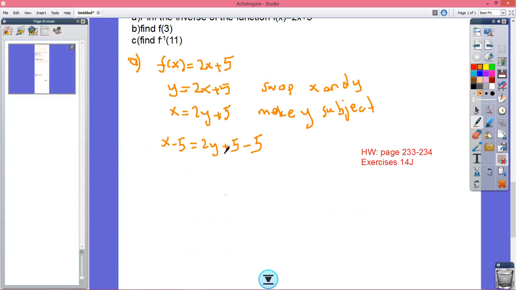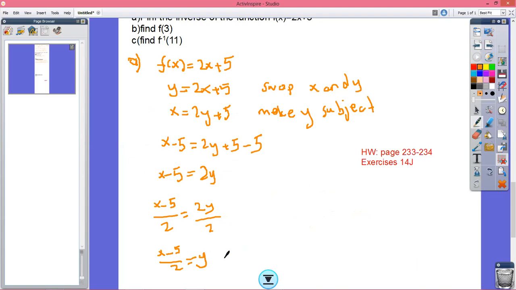Now here plus 5 minus 5 will be 0. Here X minus 5 will be equal to 2Y. What we are going to do after this one? Now we are going to divide both sides by 2. X minus 5 divided by 2 and 2Y divided by 2. Now X minus 5 over 2 is equal to Y.